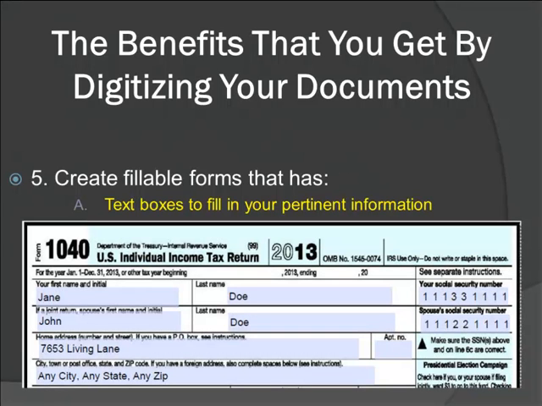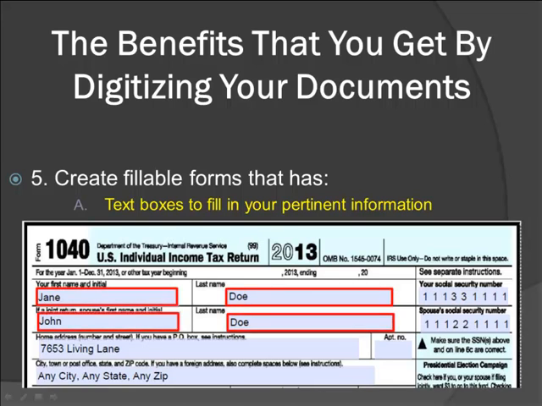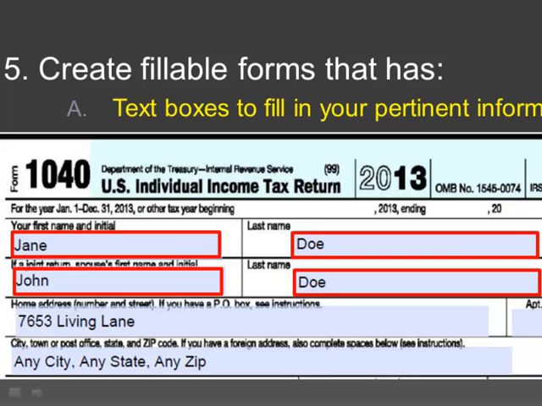You can create fillable forms that have text boxes to fill in your pertinent information. For instance, here are the text boxes, and you would just type in the information that is required. For instance, your first name or an initial, Jane, last name Doe, the name John, and the last name Doe, where you live at, and what city, state, or zip that you live in.